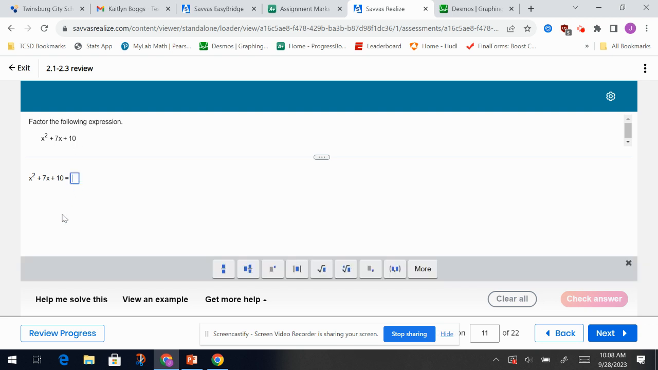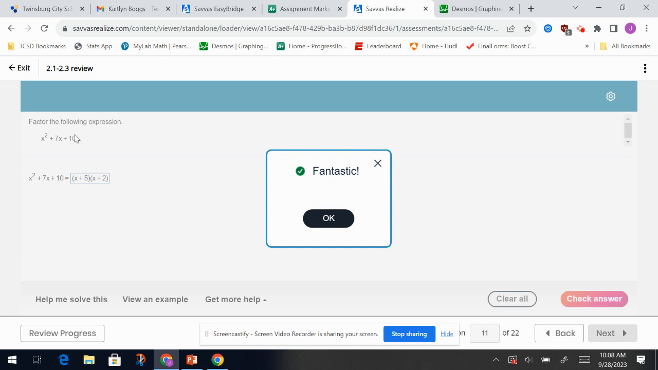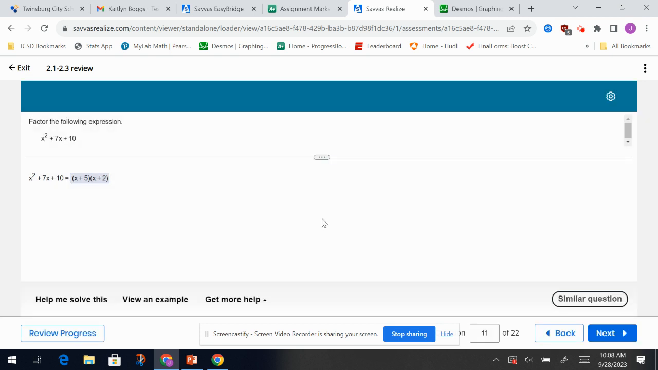So this would be x plus 5. Again, the order that you put these in doesn't matter. If you put x plus 2 first, that would be fine as well. I've got to multiply to the last number and add to the middle. There's a few problems like that on 8, 10, and 11.